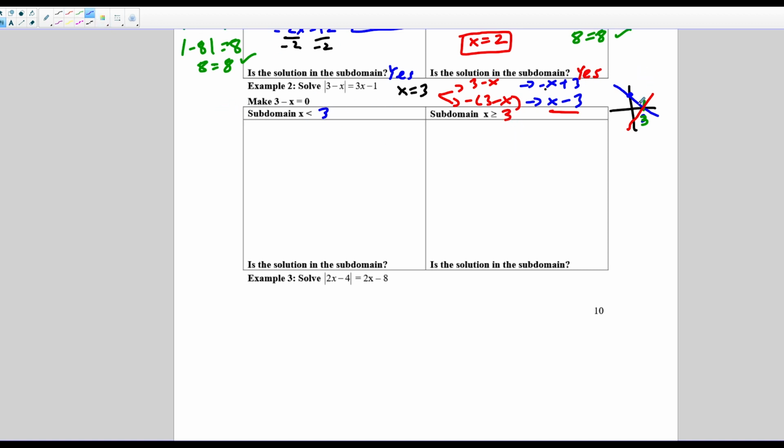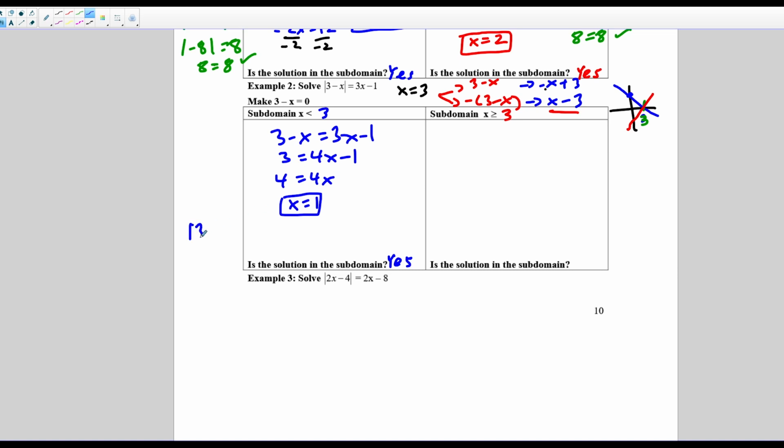So looking at our positive case first, we can see that we have 3 minus x is equal to 3x minus 1. We're going to go ahead and solve for x by moving the x over to the right-hand side. So I get 3 is equal to 4x minus 1. Let's add 1 to both sides. 4 is equal to 4x. Divide both sides by 4, and I get x is equal to 1. So we can see, if this is in the subdomain, is x less than 3? And the answer is yes. So it should work.